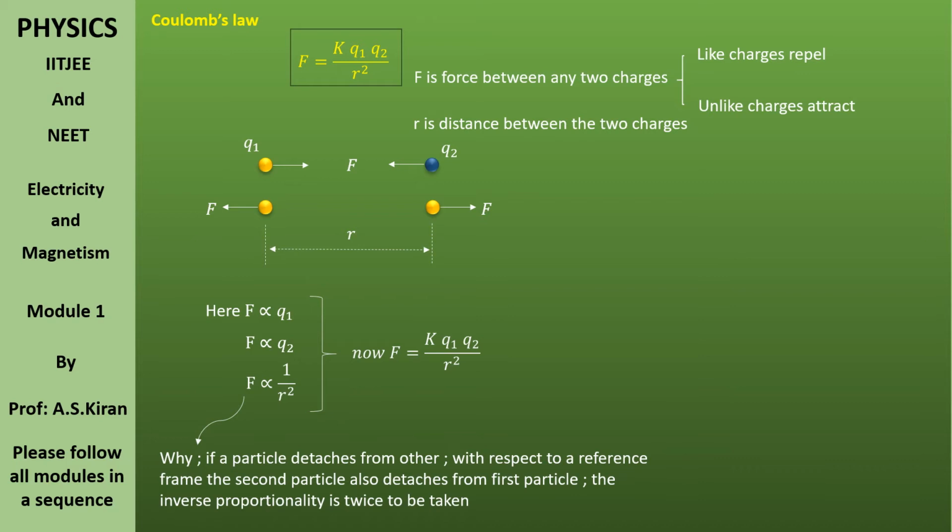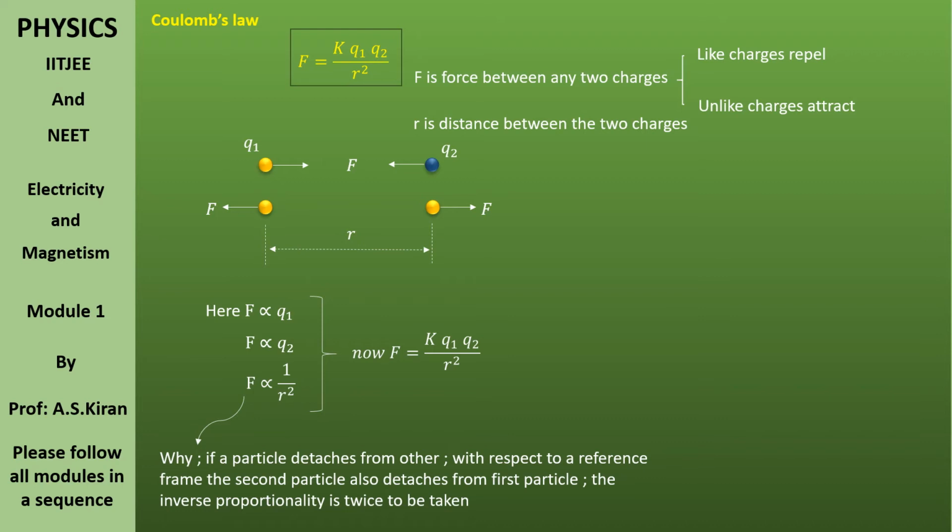Once again, F is directly proportional to Q1, F is directly proportional to Q2, F is inversely proportional to R square. Why R square? You should consider two particles in a reference frame. If one particle is being detached, the other particle also is to be detached.